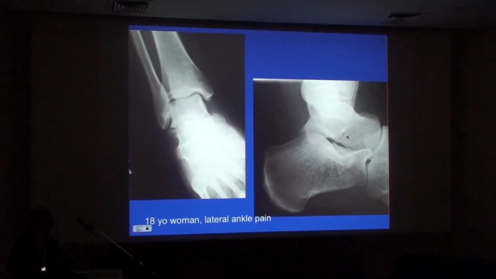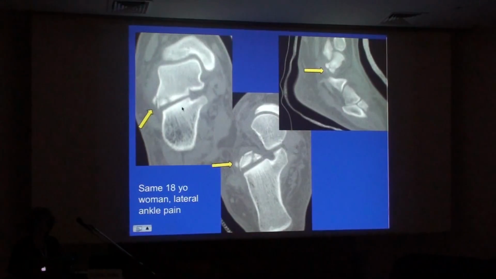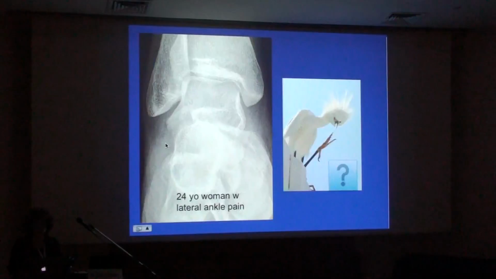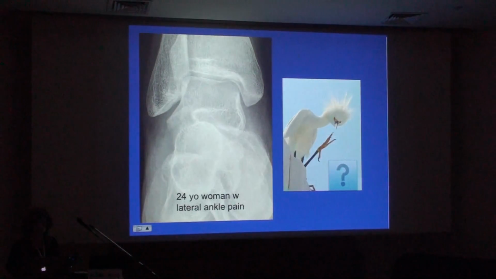And this is an easier case. Here we see it, an 18-year-old patient with lateral ankle pain. Here we see much more deformity. Impossible, in my opinion, to see on the lateral radiograph, maybe here. And look at the CT. Marked fragmentation of the lateral process of the talus. So that's something to look at when you look at APs of the ankle.